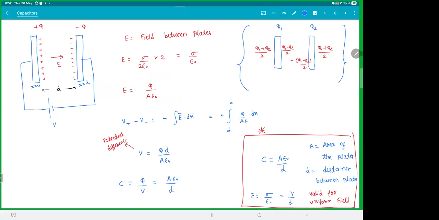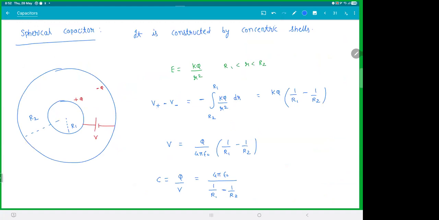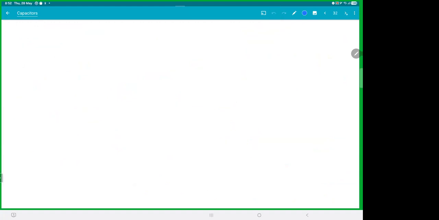The capacitance does not depend on charge or voltage. It depends on the material. It depends on the shape of the plates and everything. So for parallel plates, it depended on A epsilon by D. For spherical, it depended on R1 and R2. So let me put it down in a more usable form.